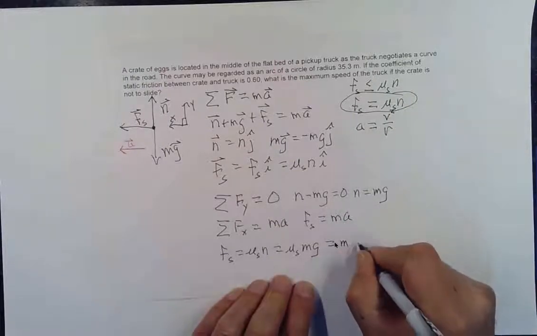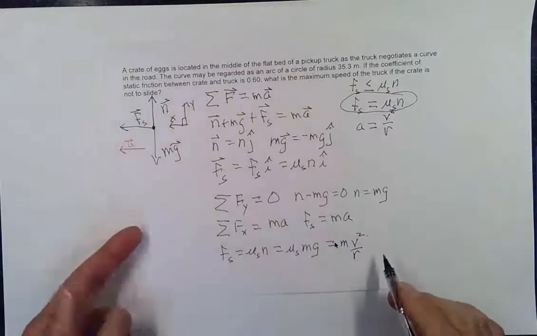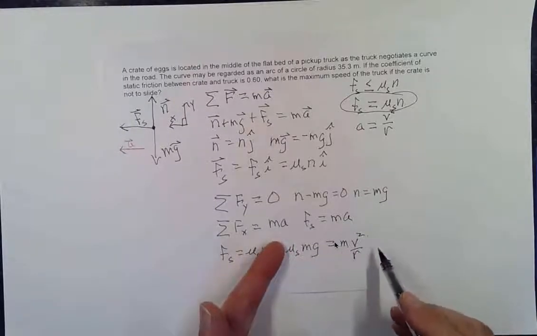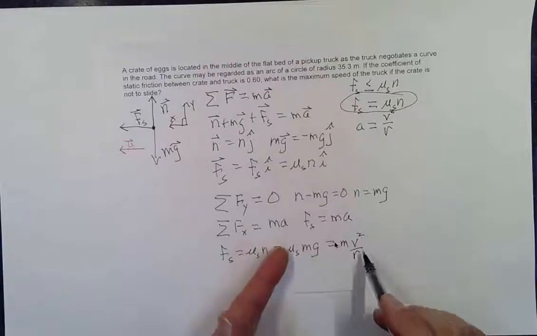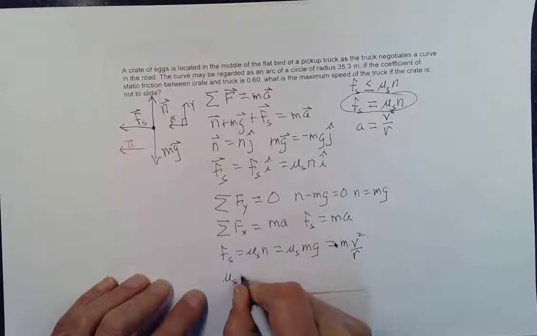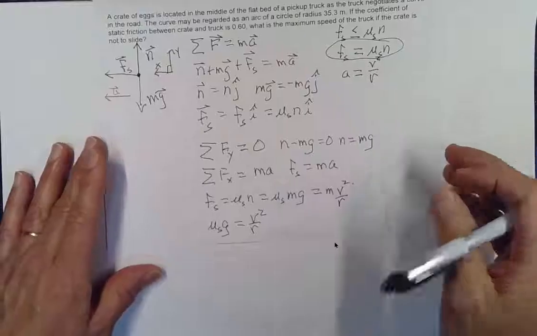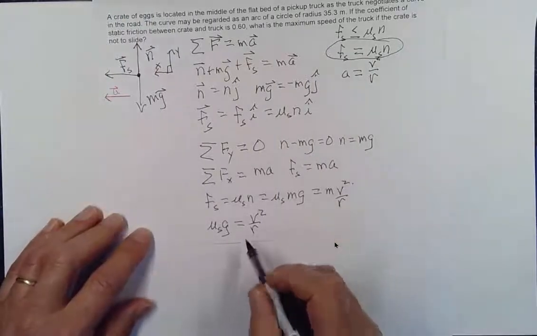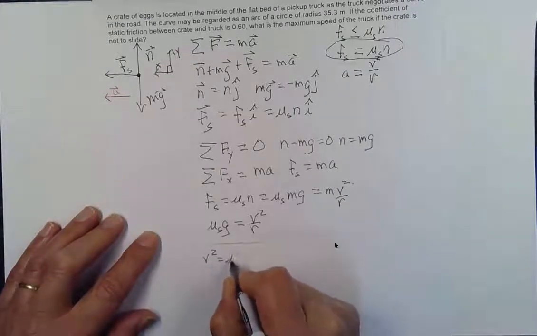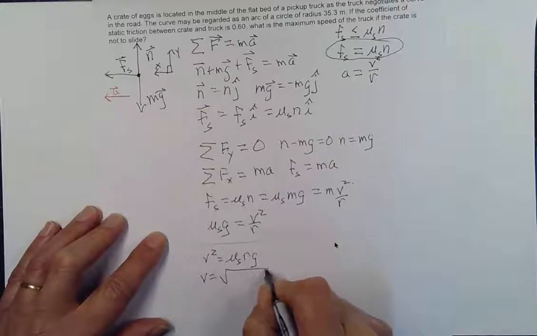So m v squared over r. If I look at this part of the equation, I can divide out the m's. I'll have mu sub s g equals v squared over r. V squared is going to equal mu sub s r g, and v equals the square root of that.